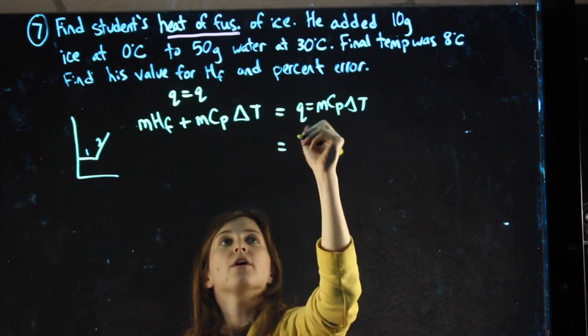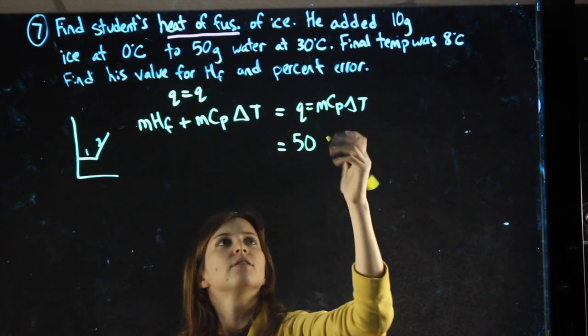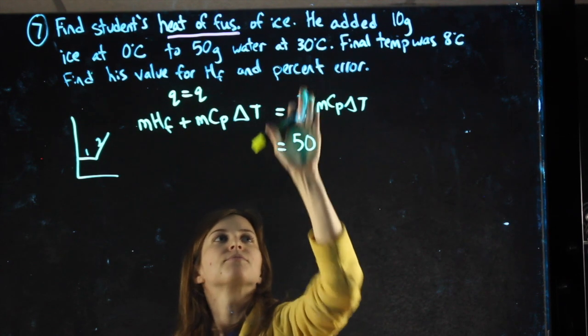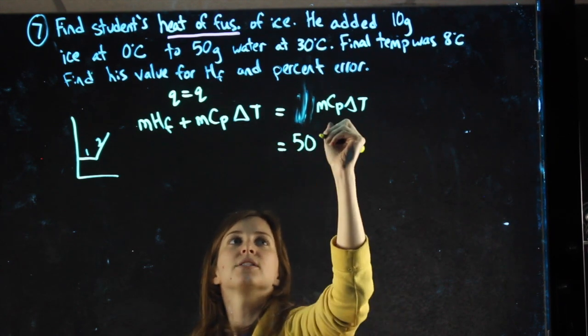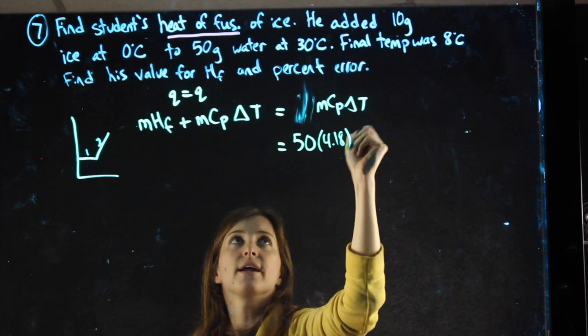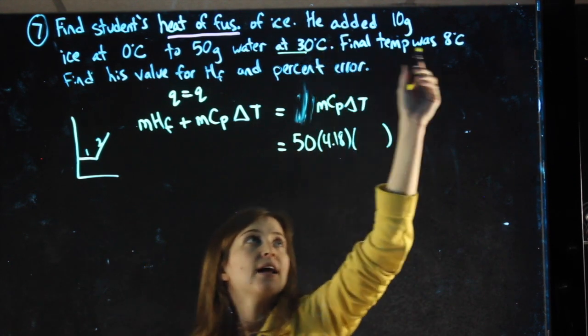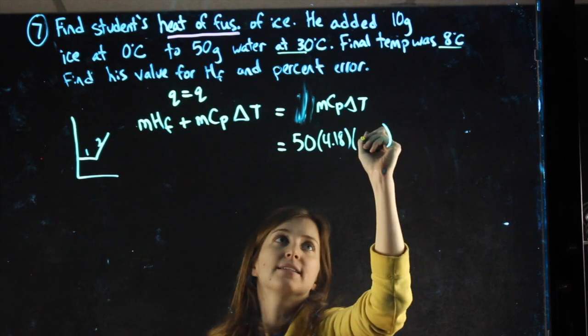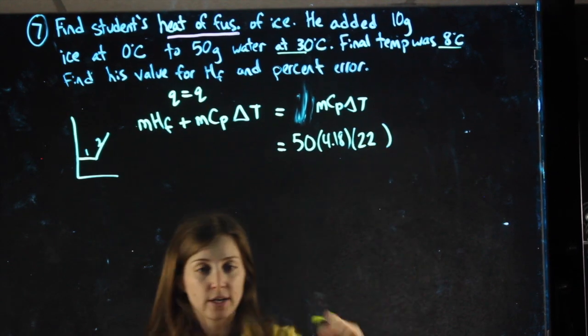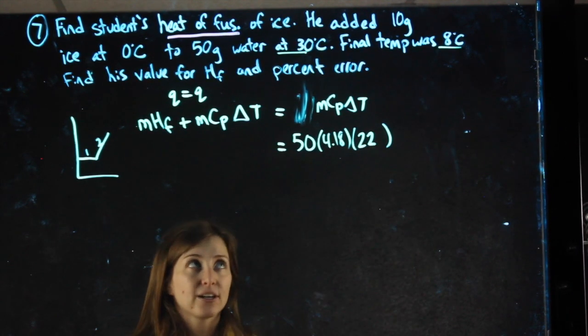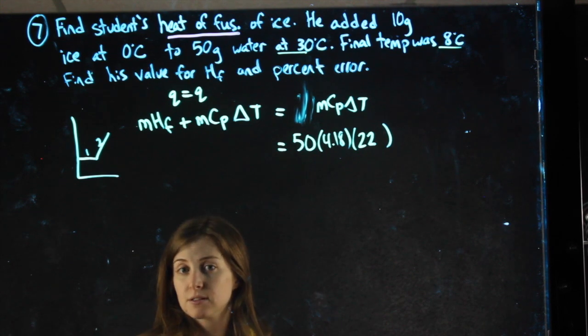So the water, we know we have, oops, it shouldn't say Q equals. 50 grams, CP is 4.18, delta T, well let's see, the water was at 30 and it went to 8. 30 minus 8, 22 degrees. The final temperature is of both substances.